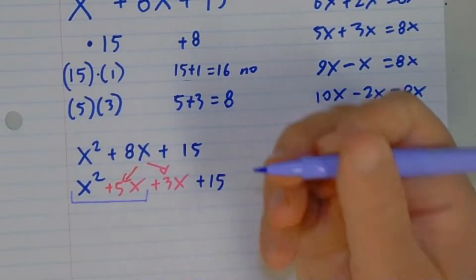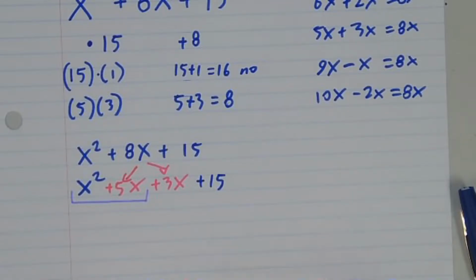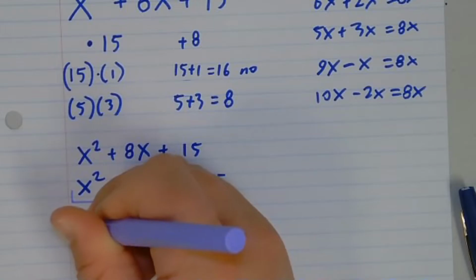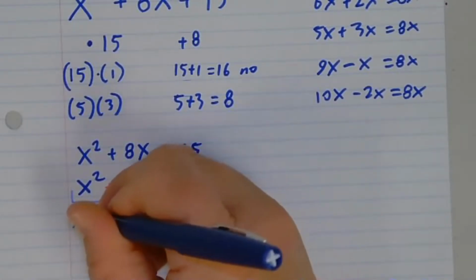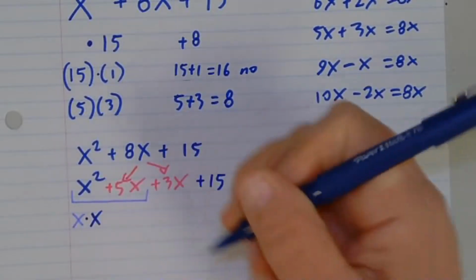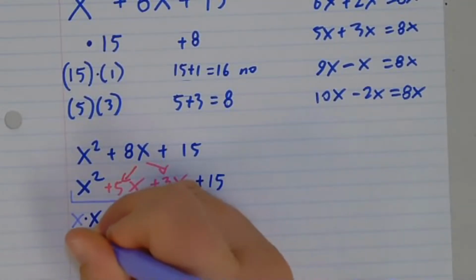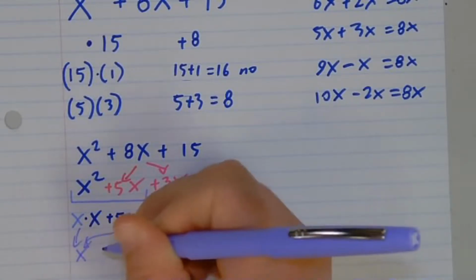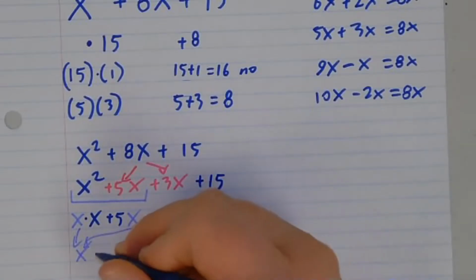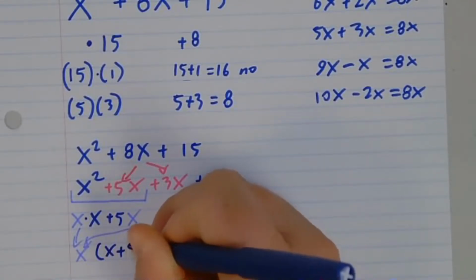Here's my first group. I can factor an x out of both of those. I get x times x plus 5 times x. I can finish off this bit first: I can take those x's here, and I'm left with x plus 5 for my first group.